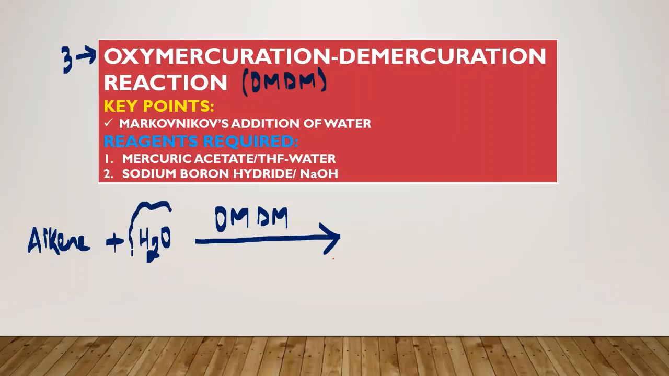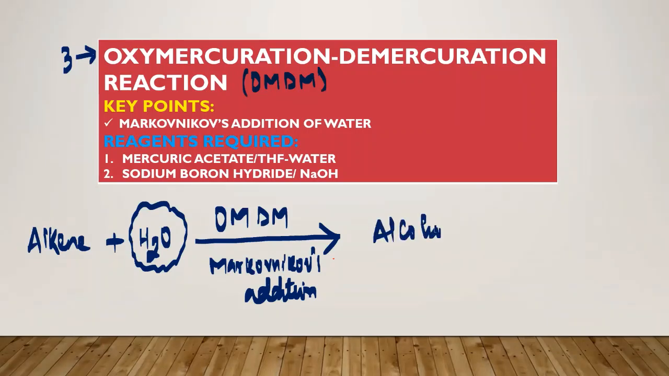Here also we are adding water to an alkene, as per Markovnikov's addition. So this is the Markovnikov's addition of water to an alkene, and finally your product will be alcohol. So dear friends, the reagents required in this process are mercuric acetate in the first step in THF and water, and in the second step sodium borohydride in basic medium, my dear friends.